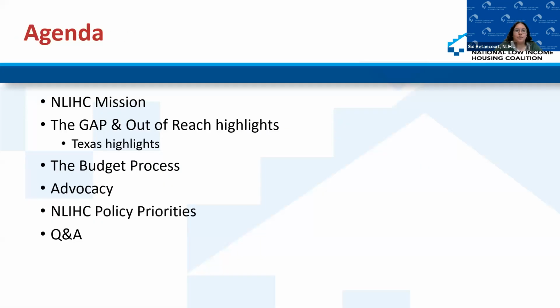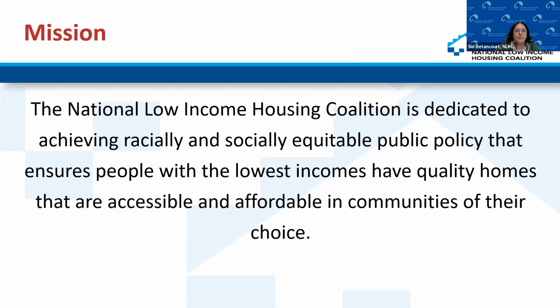So just really briefly, I do want to mention our agenda. I think I kind of just went through it, but again, here is what it'll look like. And then our mission is dedicated to achieving racially, socially equitable public policy that ensures people with the lowest incomes have quality homes that are accessible and affordable in communities of their choice. And this was just a recent update too.